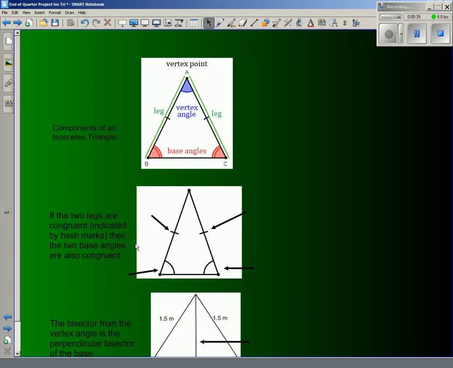If the two sides are congruent, these hash marks, then the base angles are also congruent, these right here. The bisector from the vertex angle is the perpendicular bisector, so this line going down the middle.